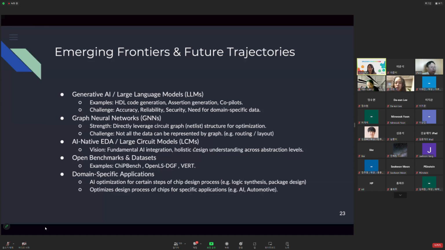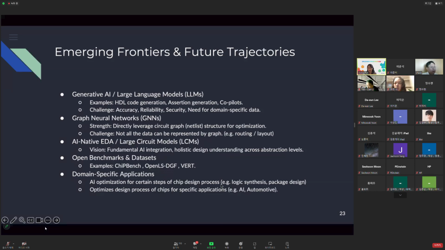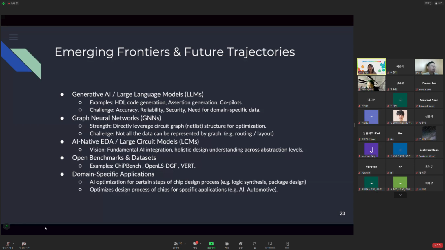And domain-specific applications. As I mentioned, it will be better to have certain steps use certain ML or AI, like logic synthesis or package design. And then for each design-specific application, the chip will be very different, like AI chips such as TPU, NPU, or automotive chips, or nowadays quantum computing, or superconductors, and so on. Each of those will have a specific goal, and then ML or AI can be tuned further to meet the specific target.